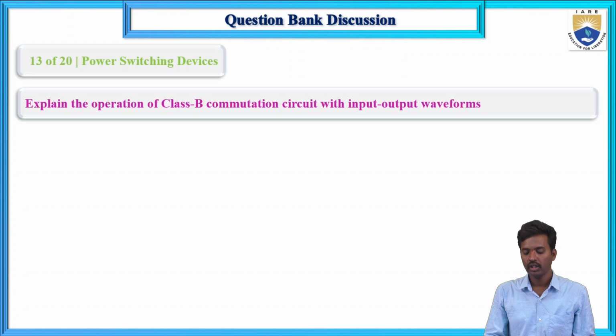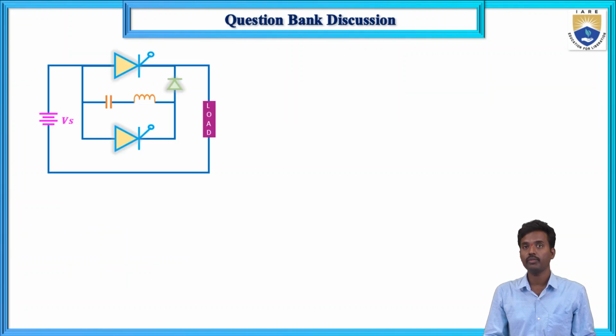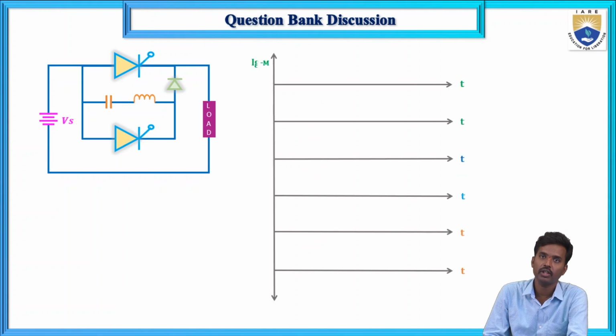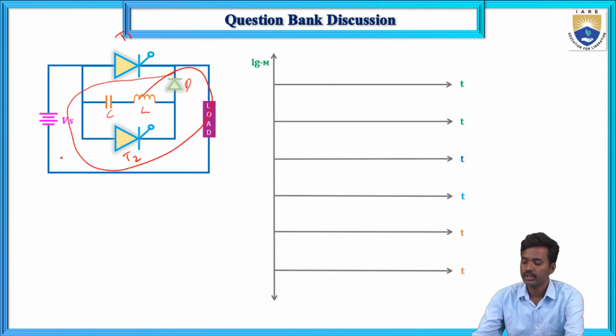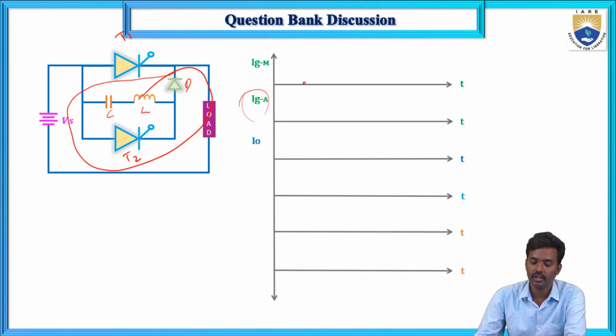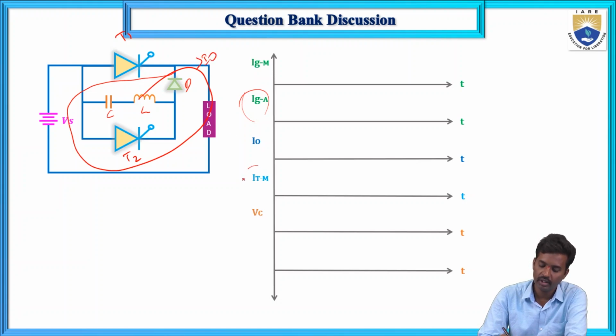Now, what about the class B commutation input and output waveforms? These are the waveforms. This is the main thyristor T1, and this is T2, the auxiliary thyristor. This is the capacitor, this is the inductor, this is the diode, and this is the load and supply. This is the class B commutation circuit. This is the main thyristor gate, this is the auxiliary thyristor gate, the output current I0, and next the main thyristor current, capacitor voltage, and capacitor current IC.